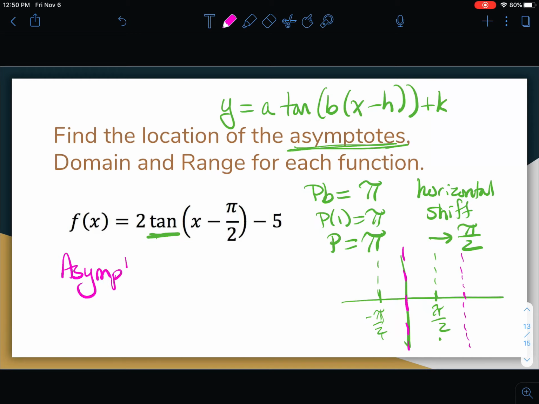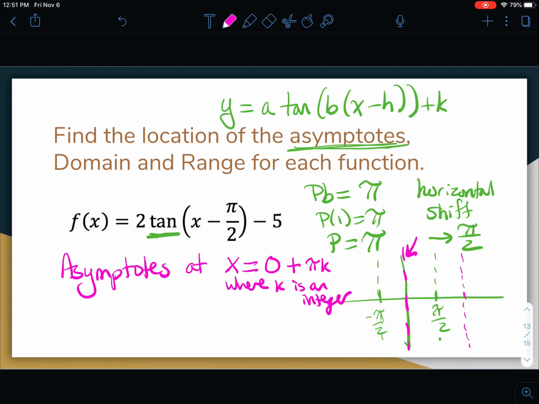So if you're describing the location of the asymptote, this is going to be at x equals, it's a vertical line. I'm going to look at this one right here. At x equals 0 plus, what's the period? It's 1 pi. So plus pi k, where k is an integer. That means I see one here at pi, one here at 2 pi, and one here at negative pi. That's all that's telling me, all those pink asymptotes, because I shifted to the right pi over 2.